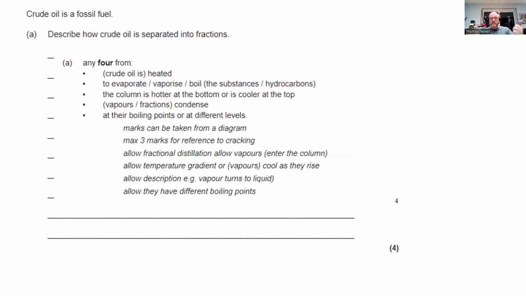Let's look at the mark scheme. So you get a mark for saying they're heated, evaporated, vaporized, boiled. You get a mark for saying the temperature is hotter at the bottom, cooler at the top. You get a mark for saying just the word condense, and then at different levels. So if you try to explain smaller ones condense at the top, bigger ones at the bottom, you would get all the marks. And they've got the allows as well.